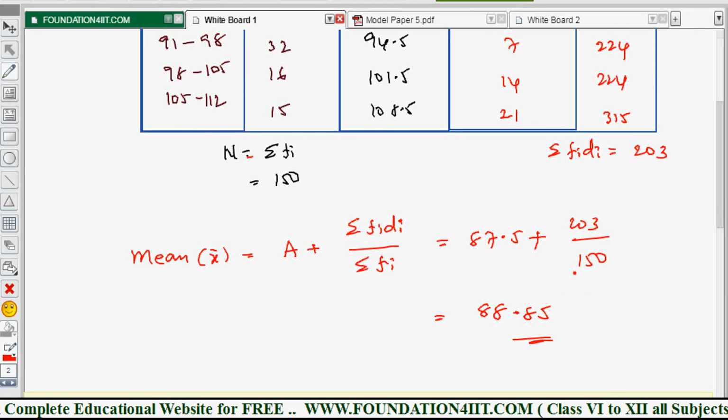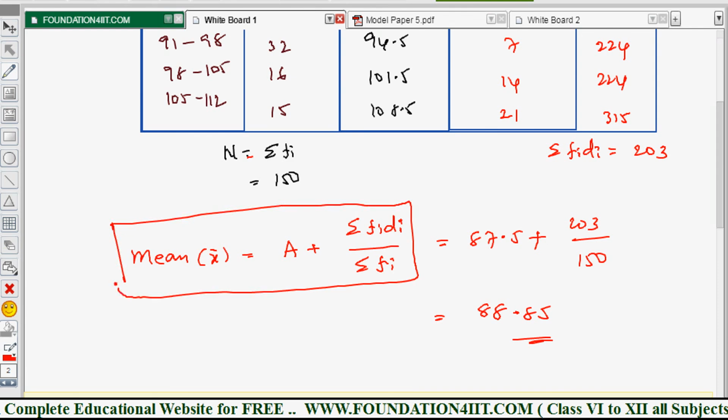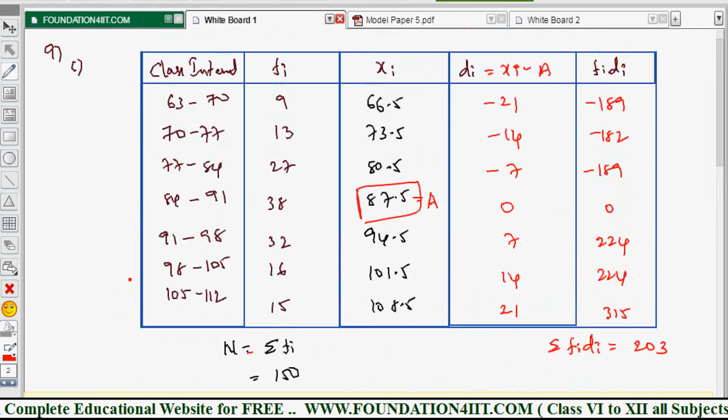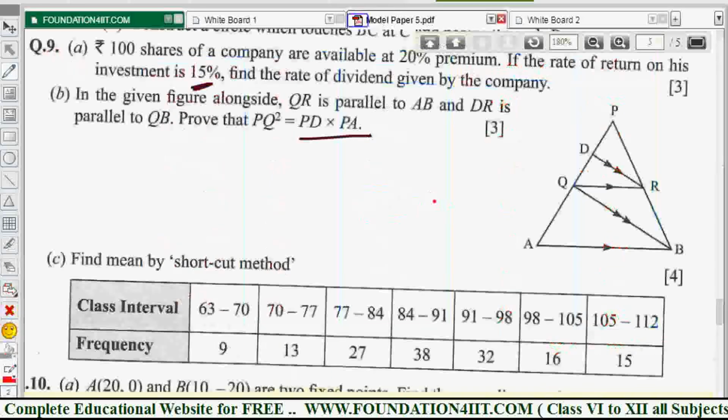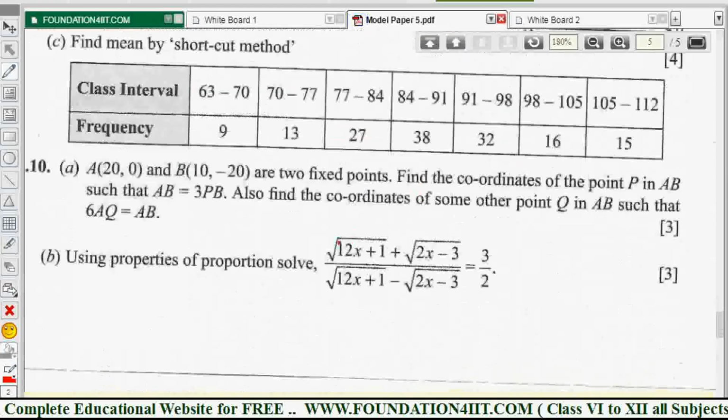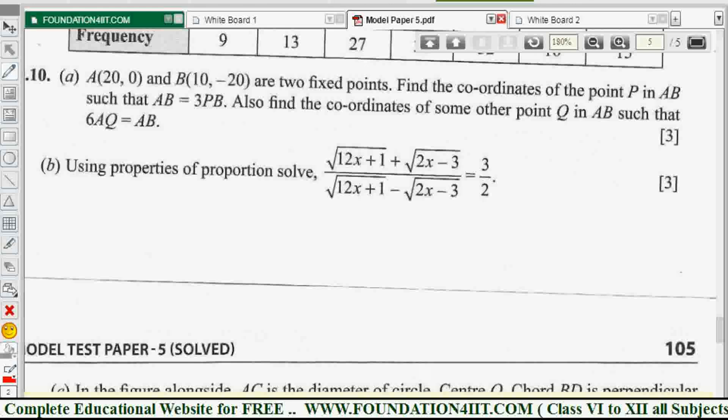This formula will apply for the shortcut method; the direct method and step deviation methods are different. Okay, this is the deviation method or shortcut method. This is the method you need to follow according to what is given. If not mentioned, you can do any method. I already mentioned that here, right? Now let's see the next question and we'll solve those problems.